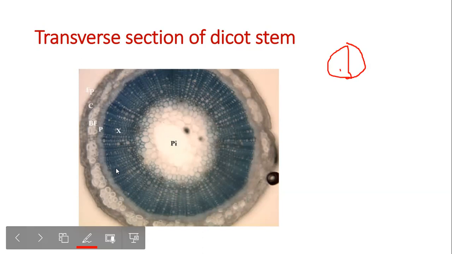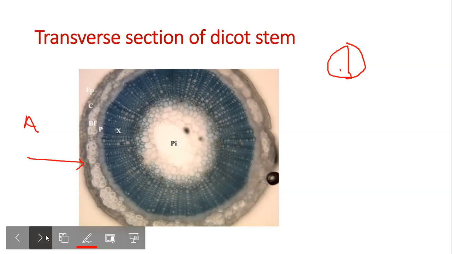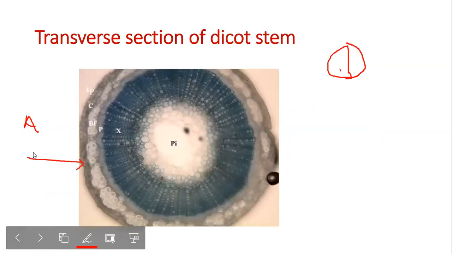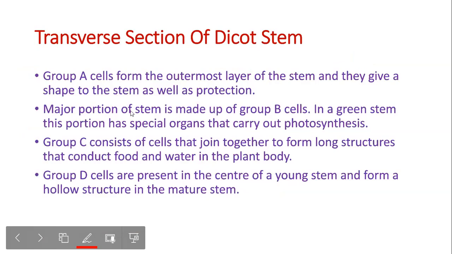So when you take a transverse section of a dicot stem, this is of a spinach, you can see four groups of cells. Okay, you can see the outermost layer that is called group A cells. Group A cells is the outermost layer which gives the shape to it as well as the protection. And group B is the green colored layer, so which helps in photosynthesis. Like you see, major portion of the stem is made up of group B cells, it helps in photosynthesis.